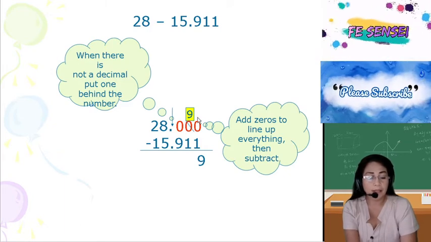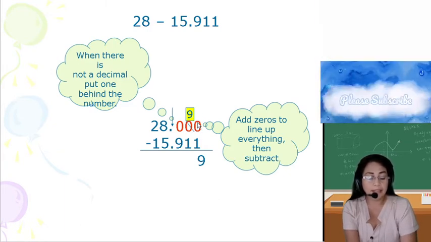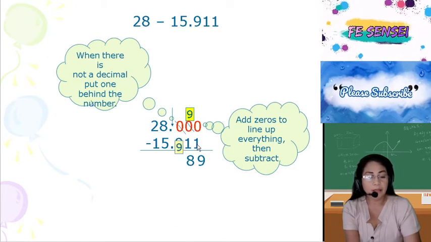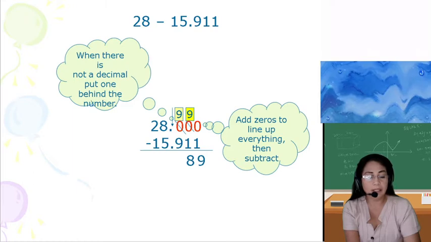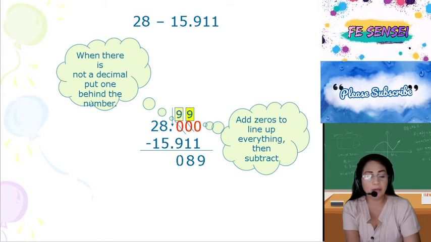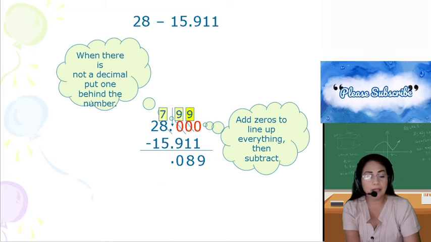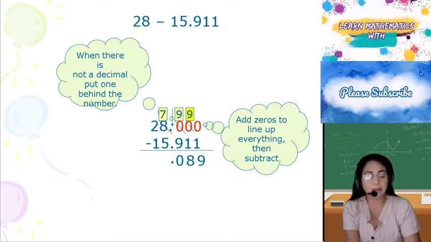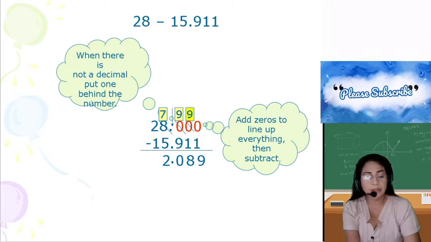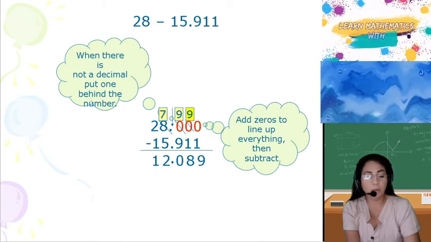So this becomes 10. 10 minus 1 equals 9. 9 minus 1 equals 8. 9 minus 9 equals 0. Align the decimal point and 8 becomes 7. 7 minus 5 is 2. 2 minus 1 is 1.